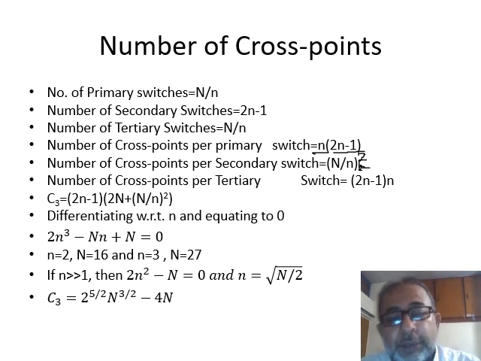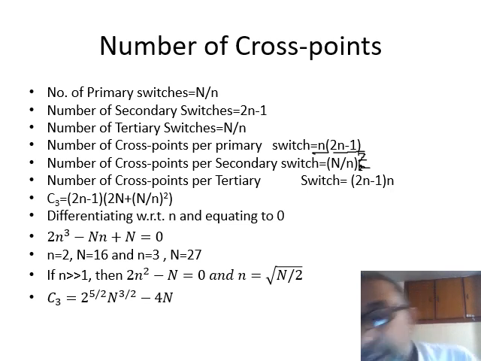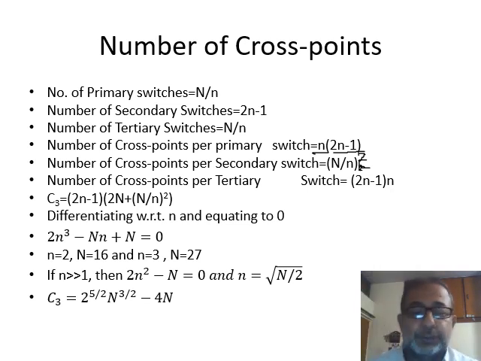Now, number of cross points per tertiary switch: again, since the number of secondary switches is 2n minus 1, that is also the number of inlets per tertiary switch, and we multiply it with n, which is the number of outlets per tertiary switch.